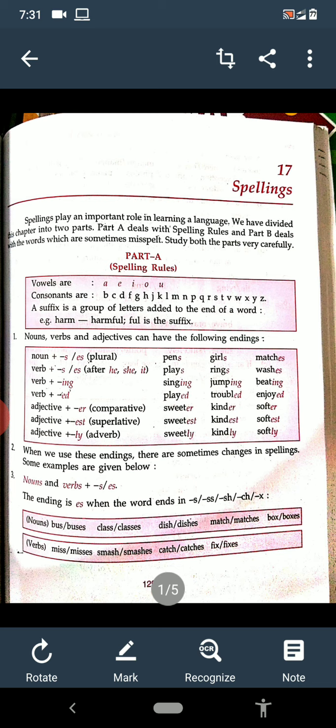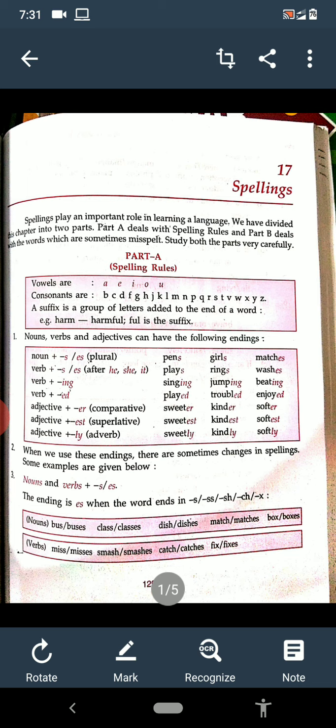Then degrees, comparative degree, ER, adjective plus ER, then it is comparative degree: sweeter, kinder, softer. Then adjective plus EST, superlative degree. Then it is sweetest, kindest, softest. Then adjective plus ly, forming the adverbs. Especially we form the adverbs with that: sweetly, kindly and softly. So what are these? We have added what? Suffix here.